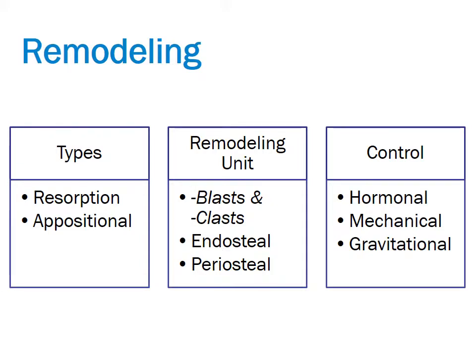Remodeling occurs when a bone changes its thickness or shape. There are two patterns here: resorption, when tissue is removed, and appositional, when tissue is added. Our two cell populations work together in remodeling on the endosteal and periosteal surfaces. That's because that's where they live. The triggers here are hormonal cues, mechanical forces, and even gravity.